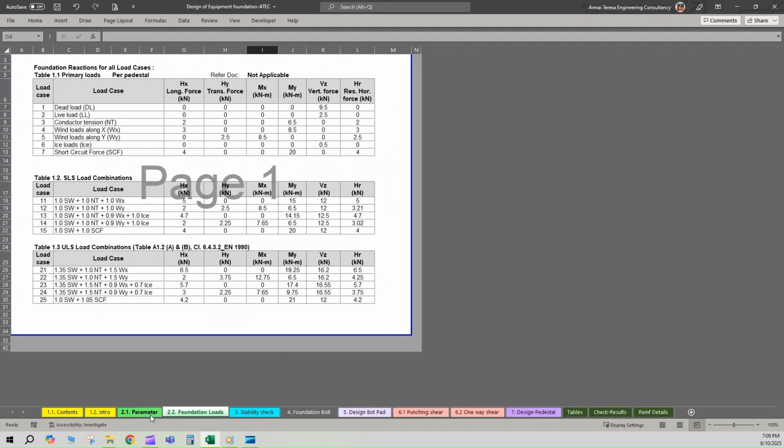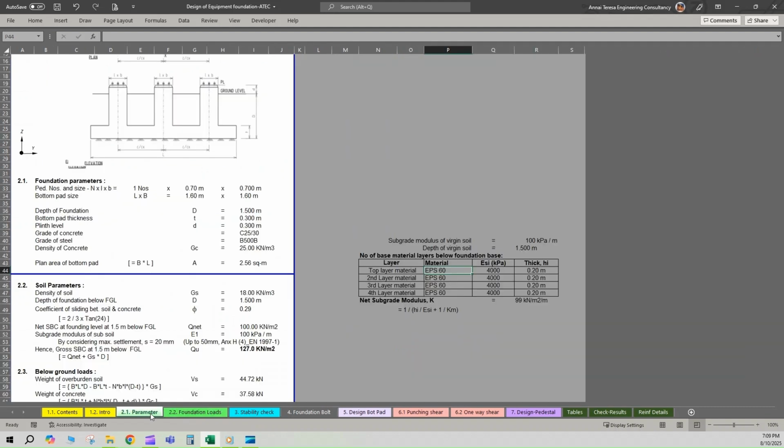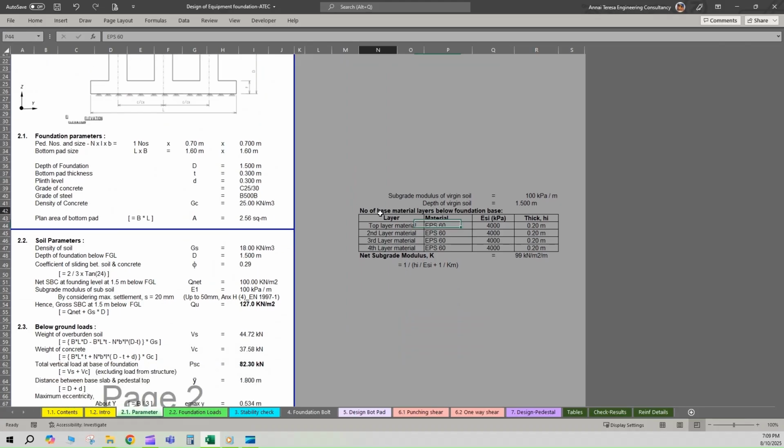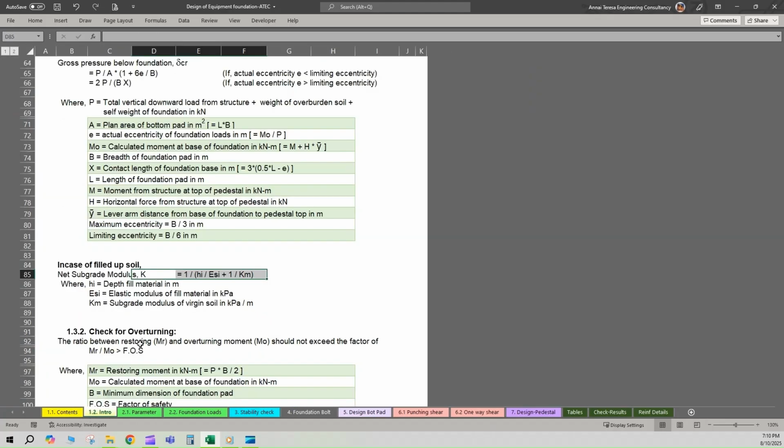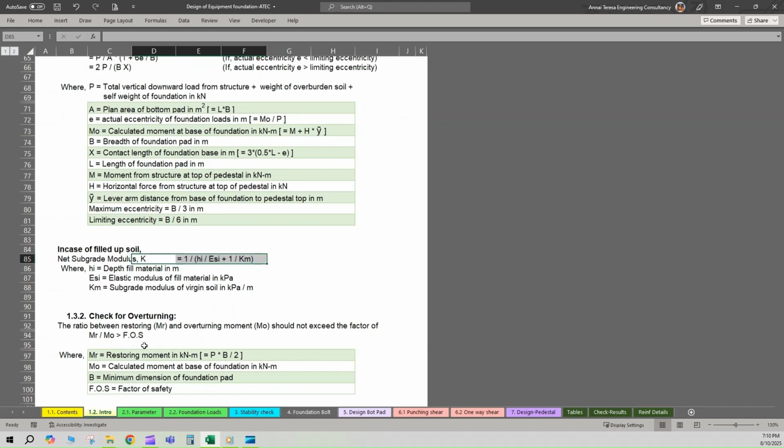Also, in the second series of videos, we are going to look at various filling materials according to their thickness and how the net subgrade modulus is to be arrived at. We will discuss that in the parameters, in the second series of videos.